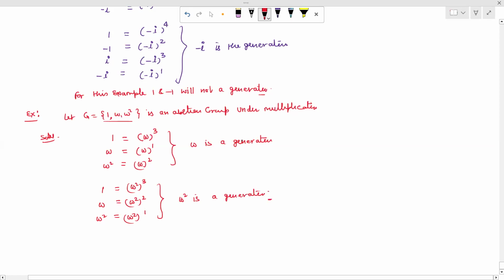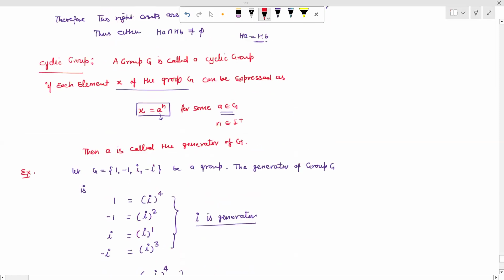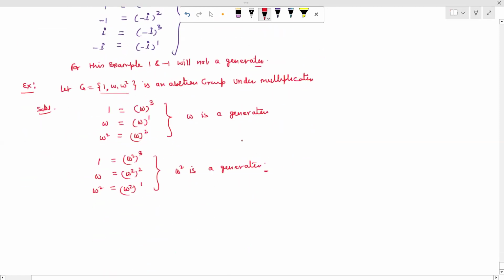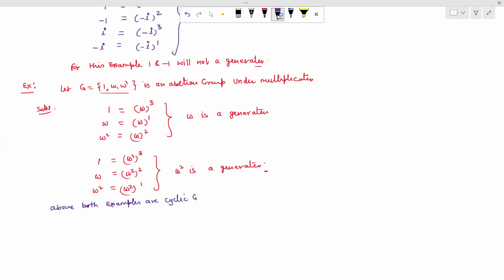So these two groups are examples of a cyclic group. A group G is said to be cyclic if each element x of the group G can be expressed as x equal to a raised to the power n. So that group is called a cyclic group. So both of the above examples are cyclic groups.